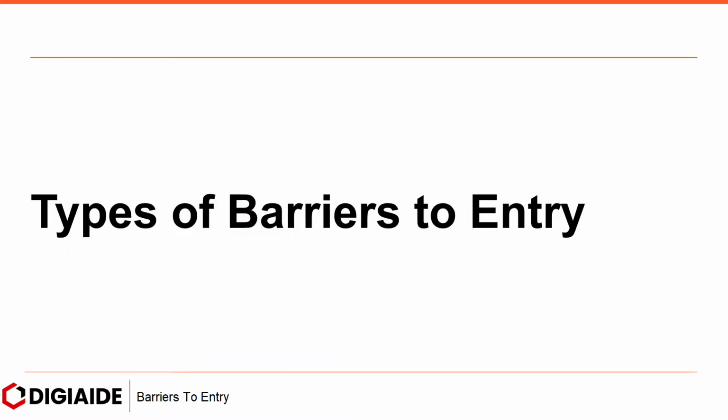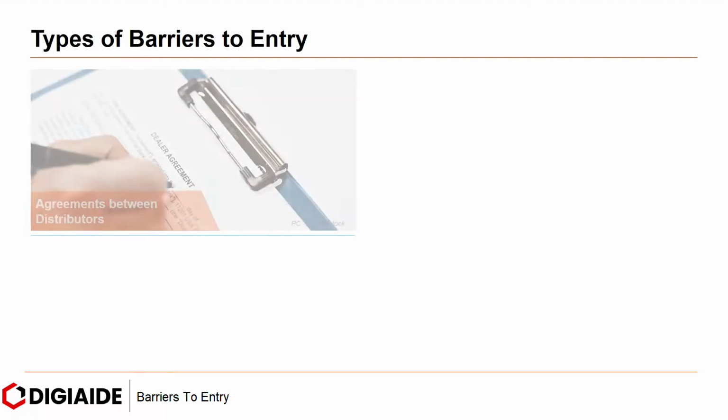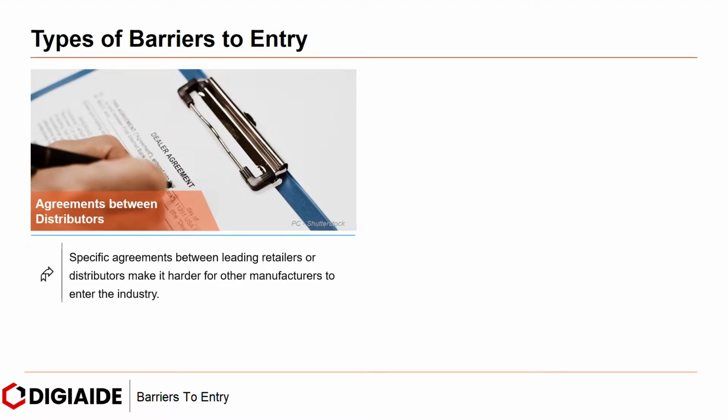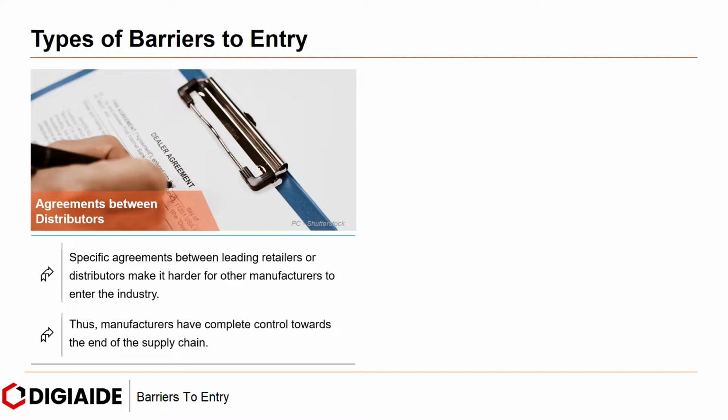Moving on to the types of barriers to entry. First, agreement between distributors. Specific arrangements between leading retailers or distributors make it harder for other manufacturers to enter the industry. Thus, manufacturers have complete control towards the end of the supply chain.